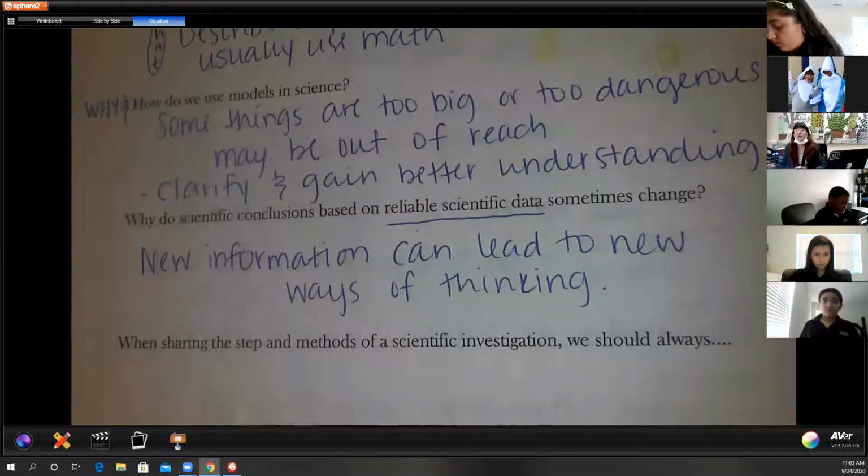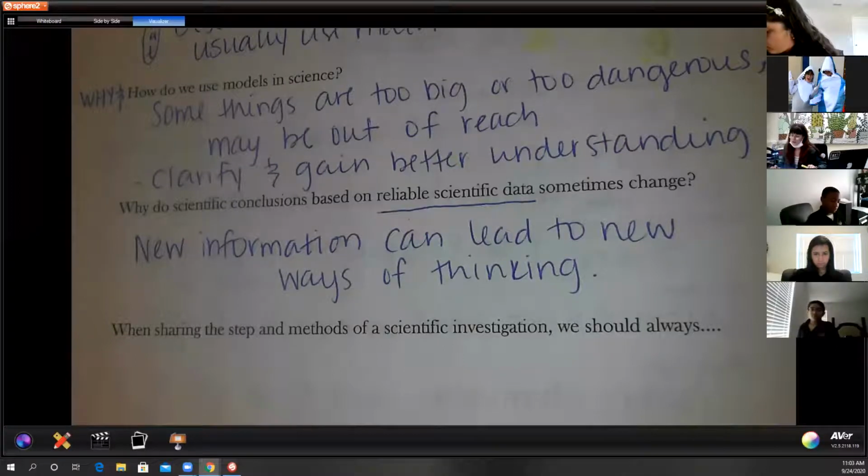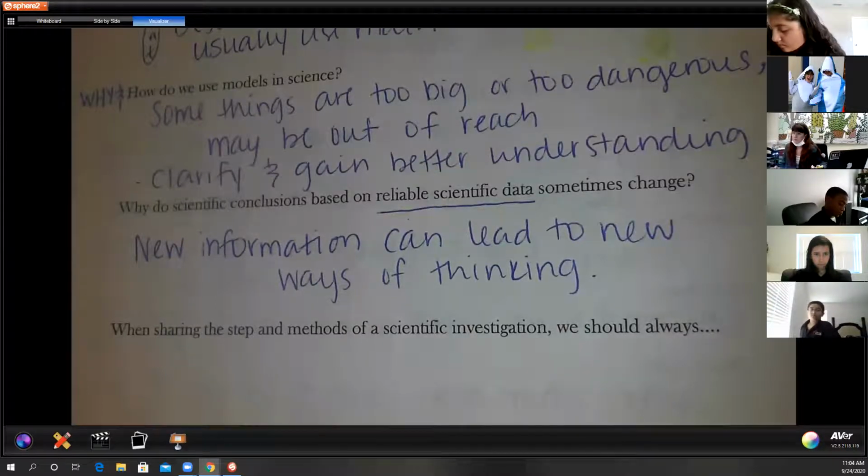New information can lead to new ways of thinking. Think about all the stuff that we do now, like you guys. Think about how we've adapted to virtual learning, to mobile learning, right? That would have never been an option when I was in school. They didn't have the technology. But now that we know we have it, it's led to us designing an entirely new model for education, which is pretty cool.